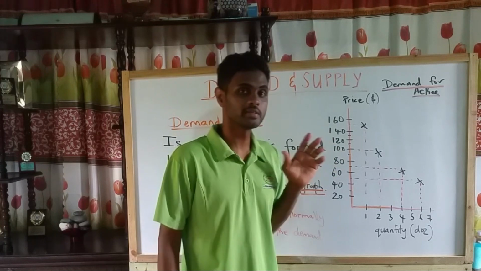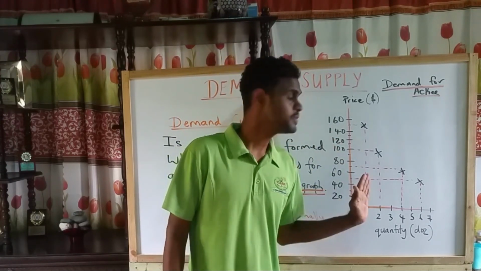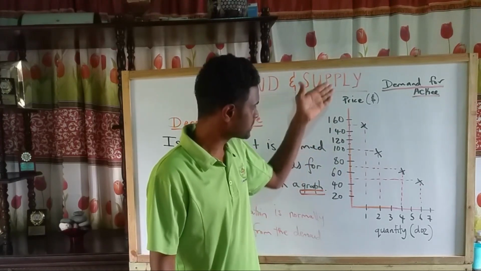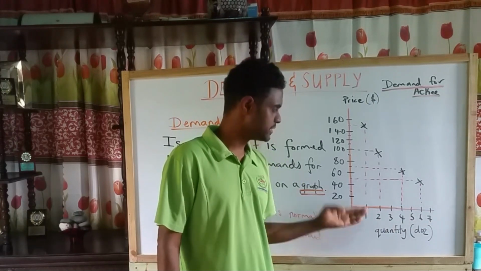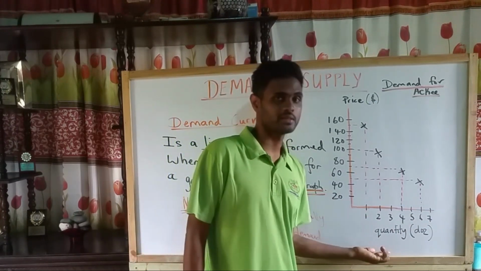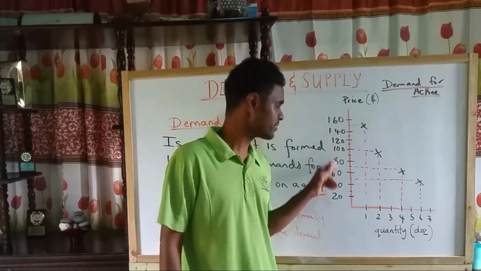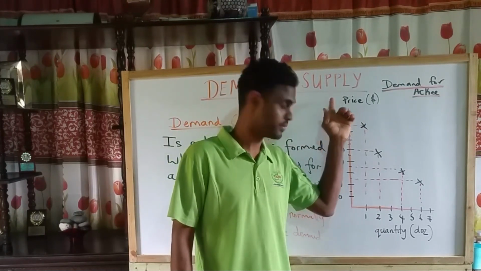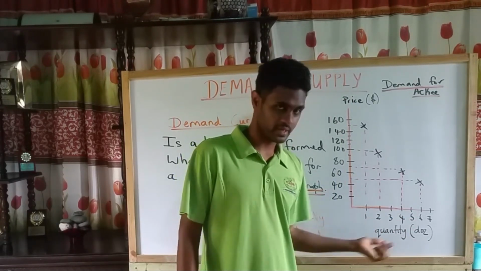However, a key point you need to know is that when you're plotting demand or supply on a graph, on the y-axis, the vertical line, you'll have the price. On the horizontal line, you'll always have the quantity. You will never ever put quantity on the vertical line. Price will always be on the vertical line, the y-axis, and quantity will be on the x-axis.